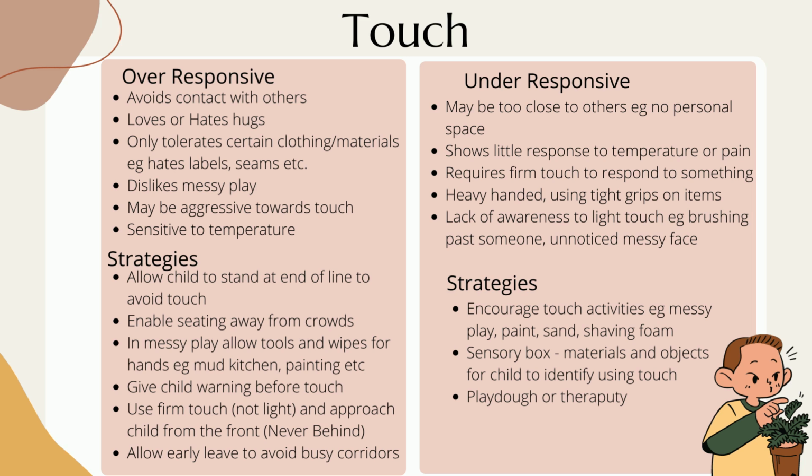Signs your child may be over responsive to touch include avoiding physical contact with others and only tolerating certain clothing and materials. For example, they may hate labels and seams, or materials such as velvet or denim that they may absolutely refuse to wear. Children who dislike messy play and may react aggressively towards touch, and those hypersensitive to temperature, may also be over responsive to their touch sense.